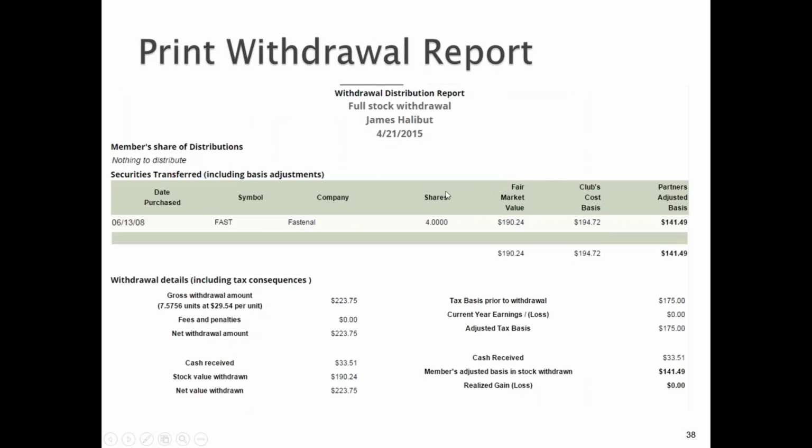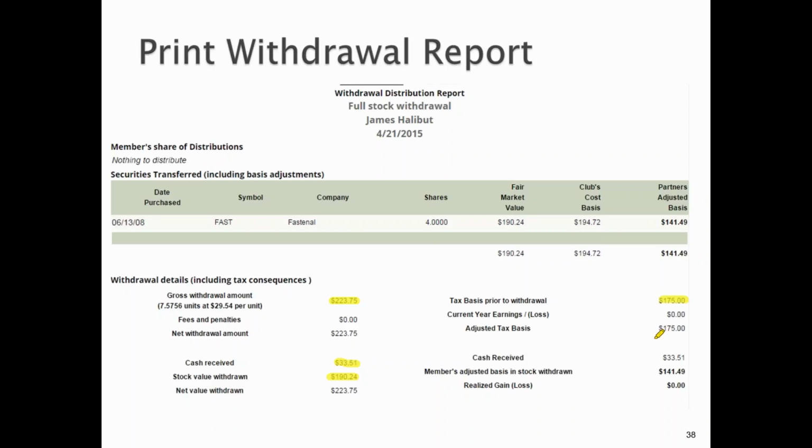It's got almost everything that the member needs to know about their tax basis in the club: the adjusted basis, the club's cost basis, the fair market value of the stock, and the partner's adjusted basis. And when you look at this, you see here we have the amount the member withdrew, $223. They received $33 in cash. The value of the stock was $190. The tax basis in the club was $175.